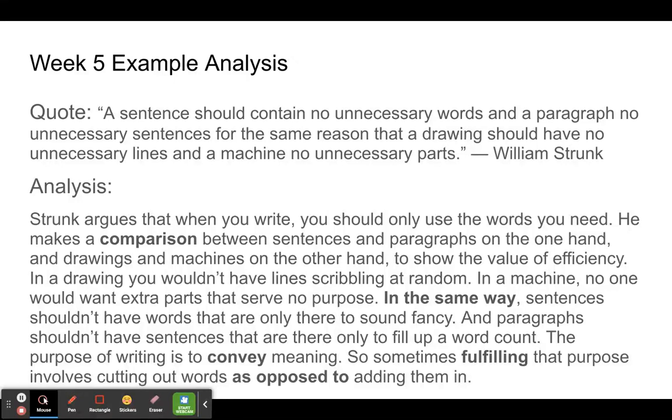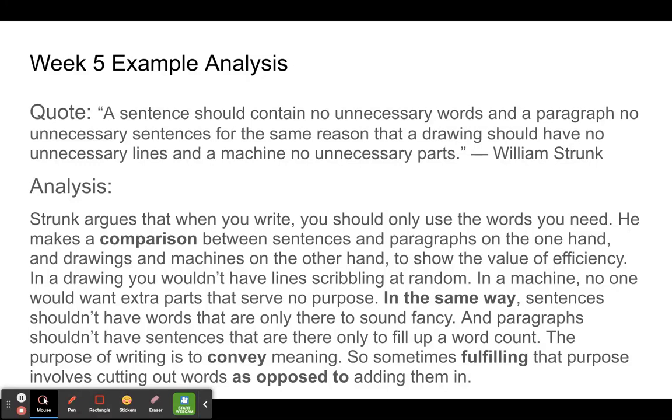We have our quote: "A sentence should contain no unnecessary words and a paragraph no unnecessary sentences for the same reason that a drawing should have no unnecessary lines and a machine no unnecessary parts." William Strunk. Analysis. Strunk argues that when you write, you should only use the words you need.